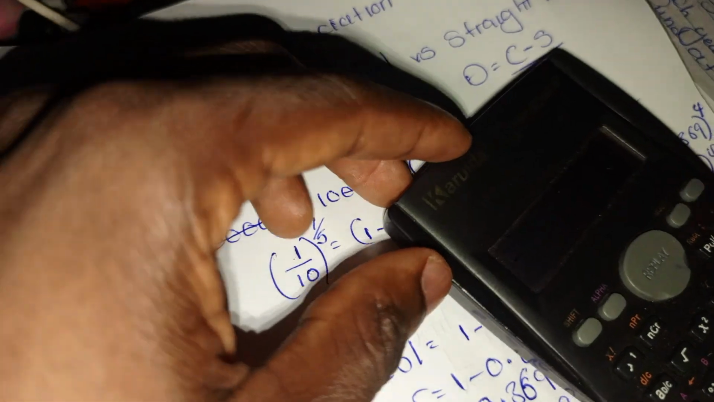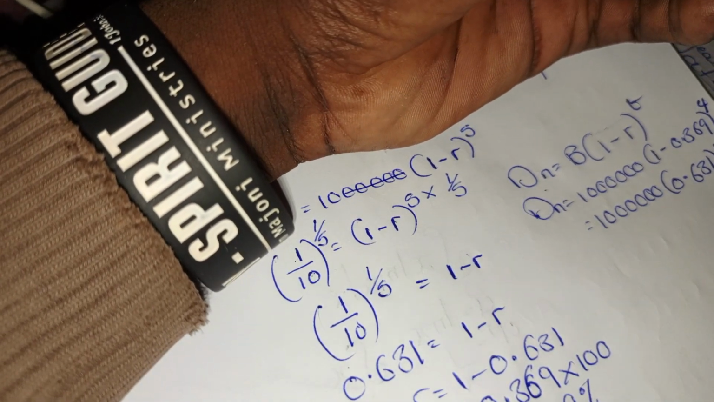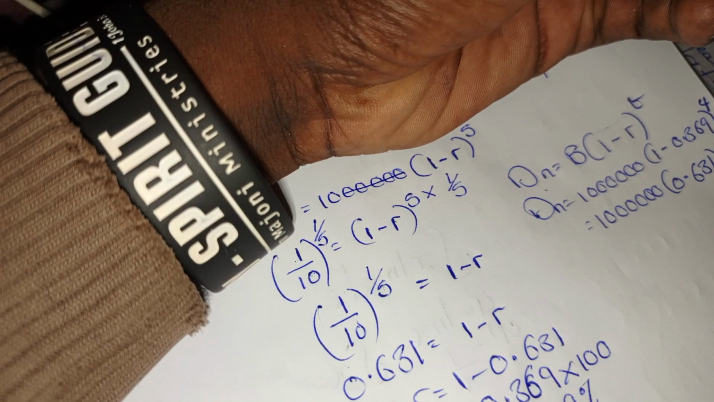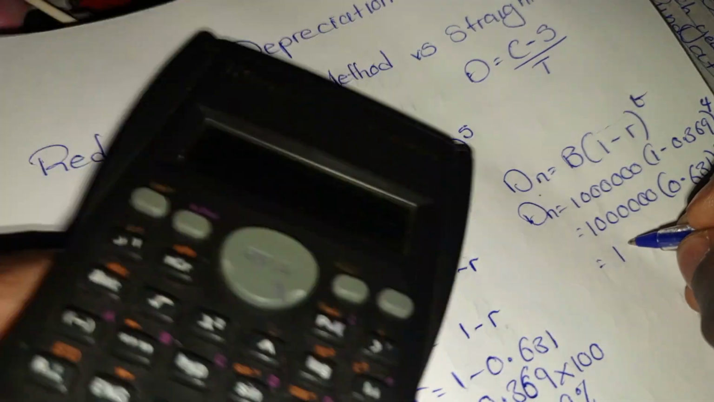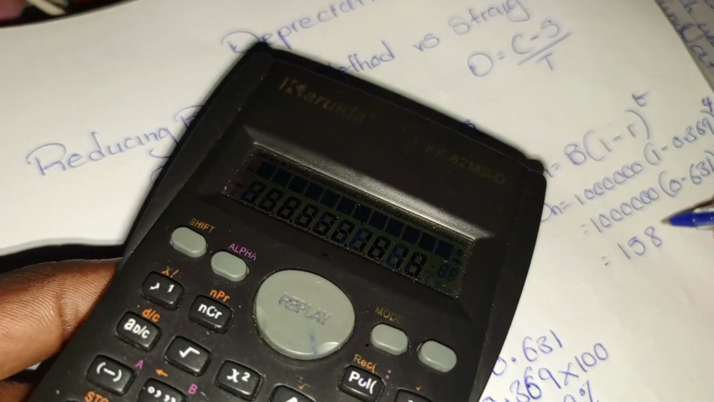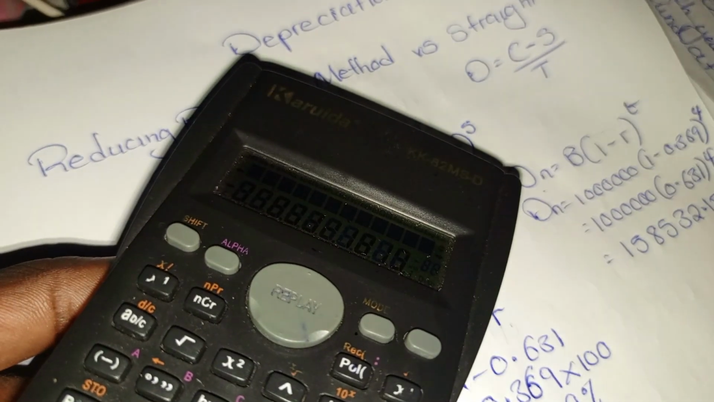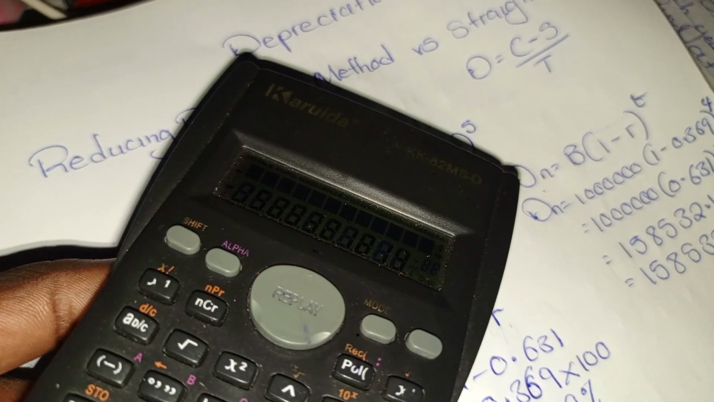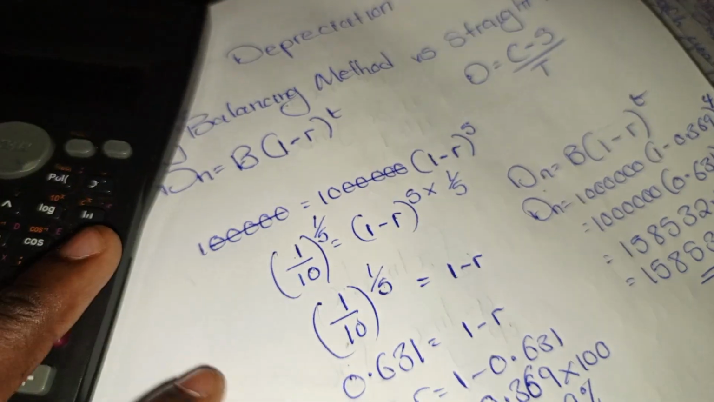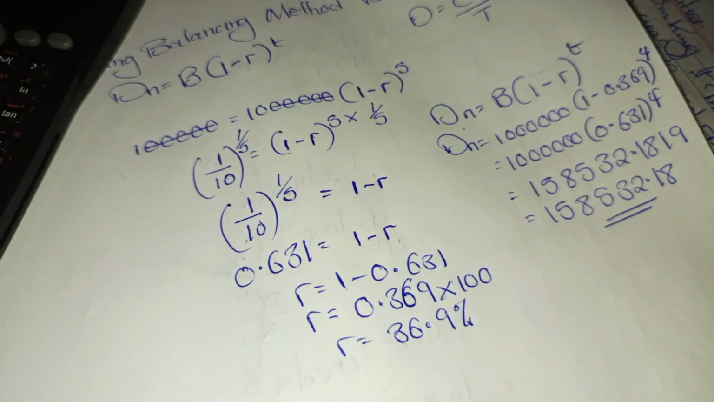So you just multiply 0.631 to the power 4 multiplied by 1 million. You are getting your answer to be 158,532.1819. So the final answer can be 158,532.18. So this is our final answer. This is the book value of the machine at the end of the 4th year.